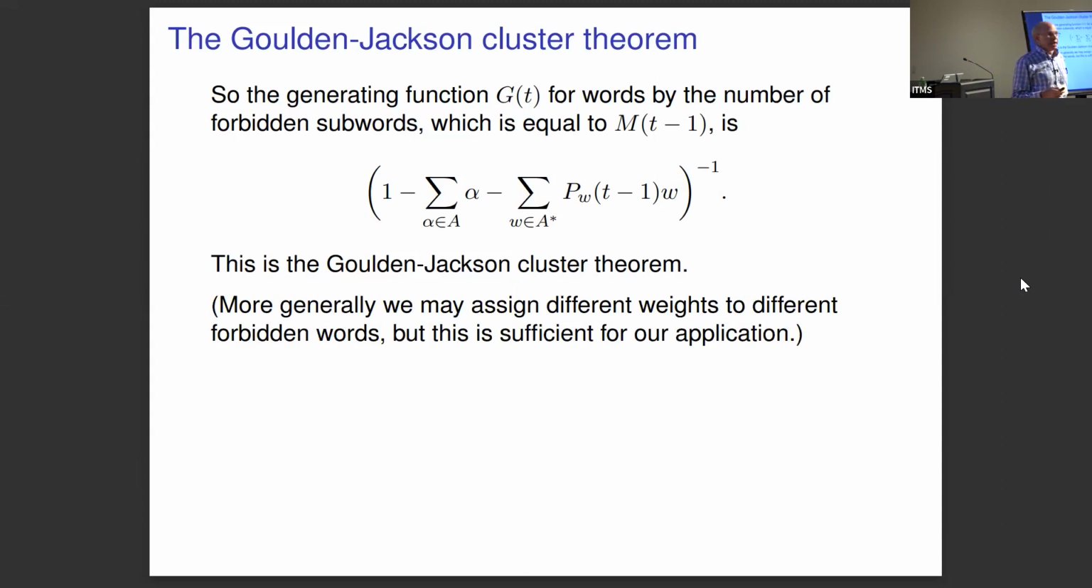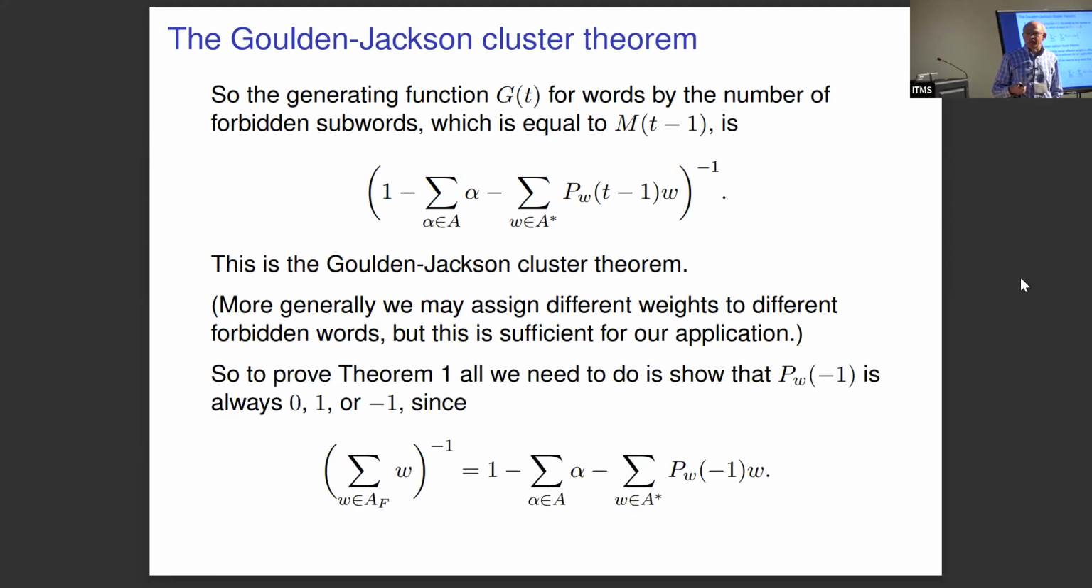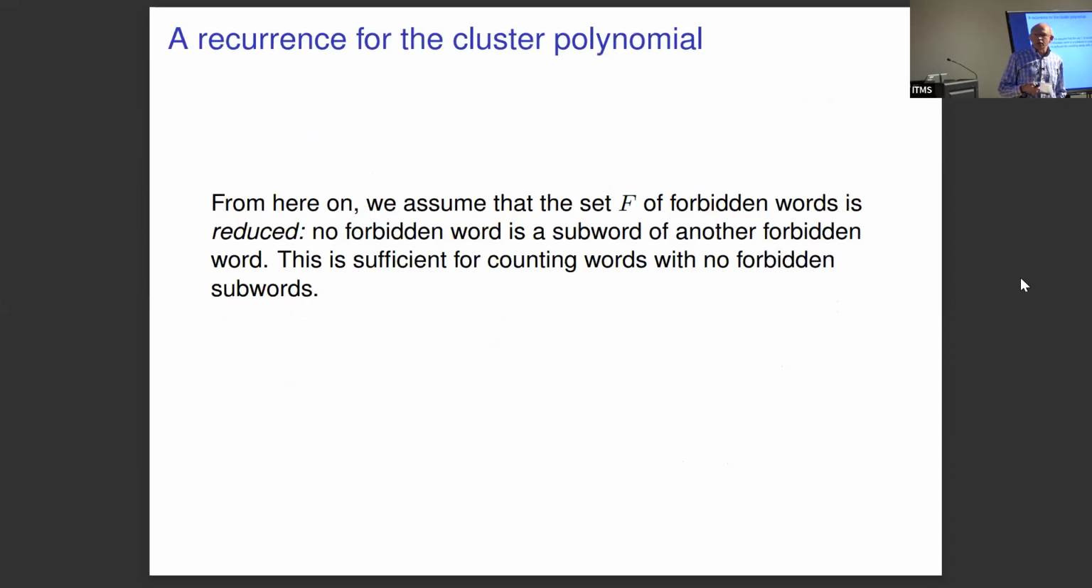And it's worth mentioning that if you want, you can assign different weights to different forbidden subwords, because I'm going to set t equals 0 in this formula. This is general enough for my application, but you can give the forbidden words different weights. So to prove theorem 1, all I have to do is show that when I set t equals 0 up here, I get 0 or plus or -1. And that's the same thing as saying that this cluster polynomial evaluated at -1 is always 0, 1, or -1. So how do we prove that?